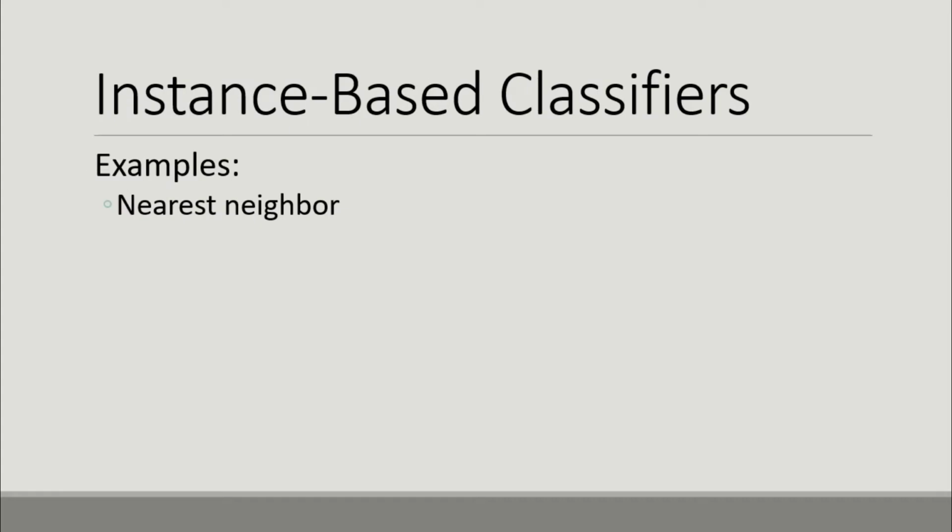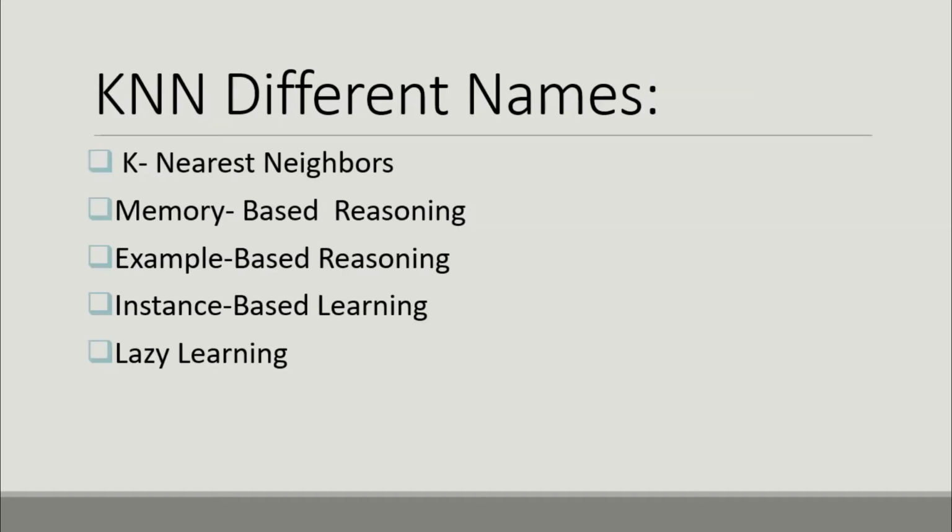Instance based classifier, and the example is nearest neighbor. It uses k closest points for performing classification. It also generalizes. KNN has various different names: k nearest neighbors, memory based reasoning, example based reasoning, instance based learning, and the last one is lazy learning.